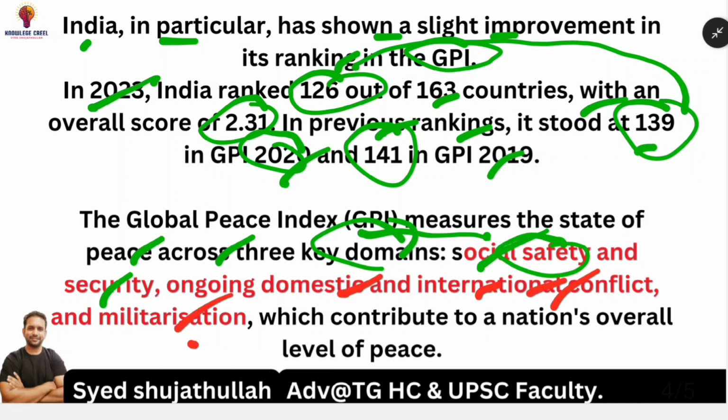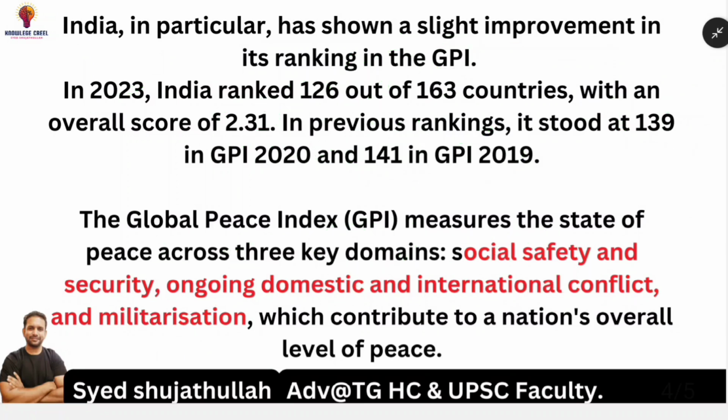And militarization: the more and more military rule there is, the less and less the fundamental rights of the citizens can be exercised. That is the reason why more militarization of a country will also result in a very weak rank in the Global Peace Index. So these are some of the important parameters they take into account in order to rank the countries.